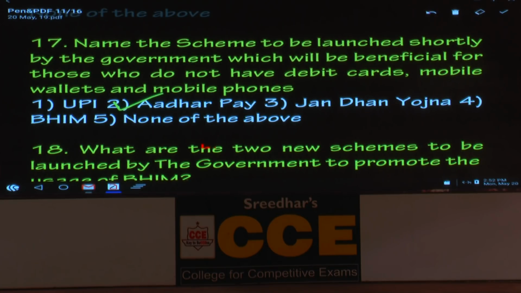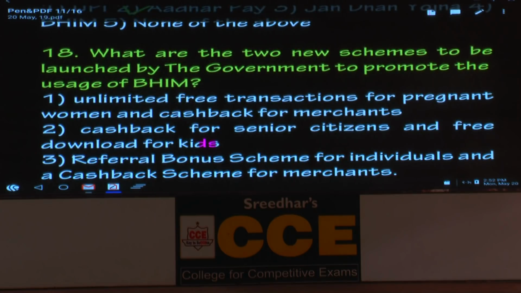The second option. What are the two new schemes to be launched by the government to promote the usage of BEAM? Again on page 4, the first paragraph, continuation from the previous page, the last sentence talks about what? These are a referral bonus scheme for individuals and a cashback scheme for merchants. So which talks about that?